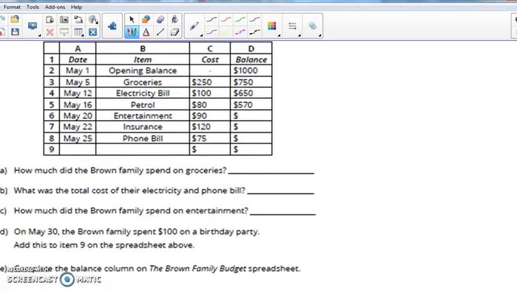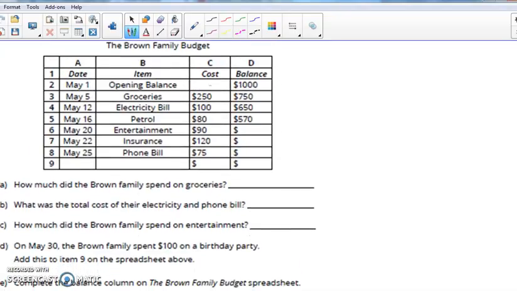Now if we have a look here, we have a budget. And a budget basically means that you sit down, you work out how much money you have, which is over here, and you look at the cost of your items. And what you're trying to do is keep your cost under the amount of money you've got to spend. Okay? So here, the Brown family have $1,000 to spend, and that might be each month. Their grocery bills are $250. So when they take the $250 away from 1,000, they're left with $750.